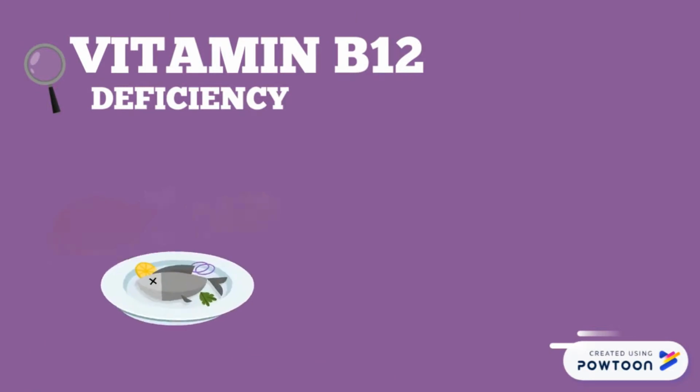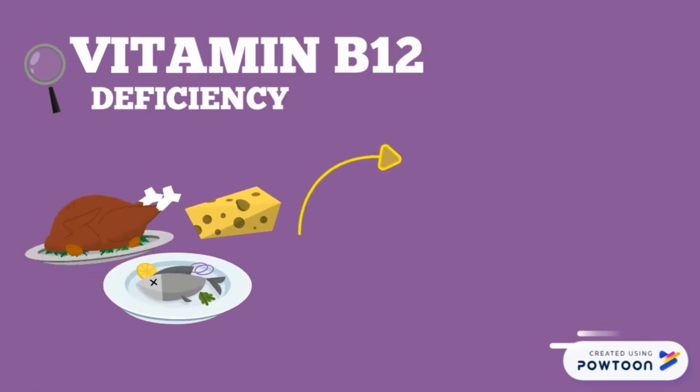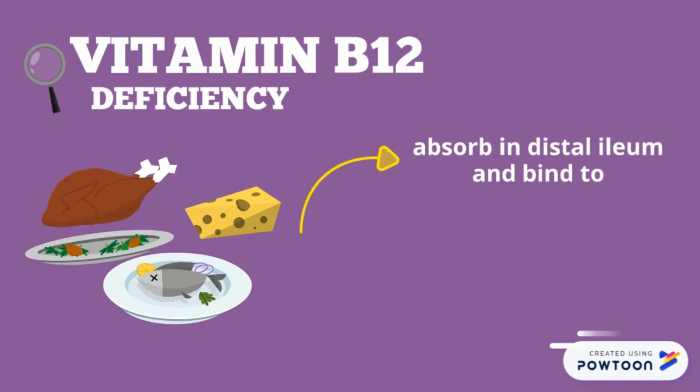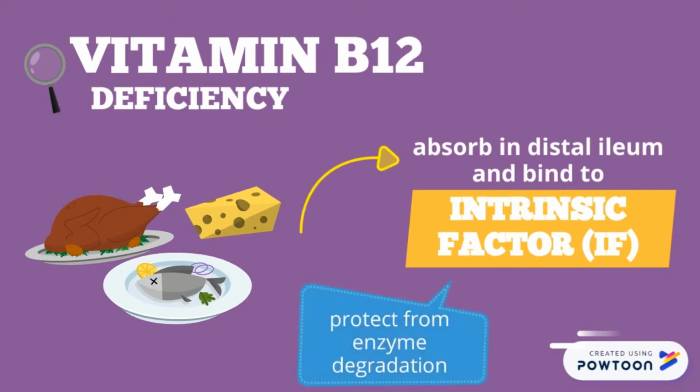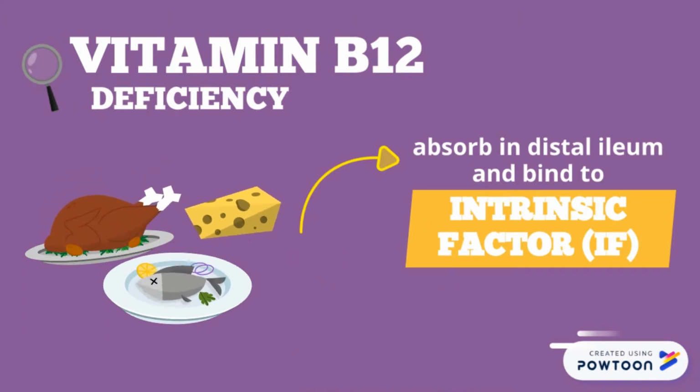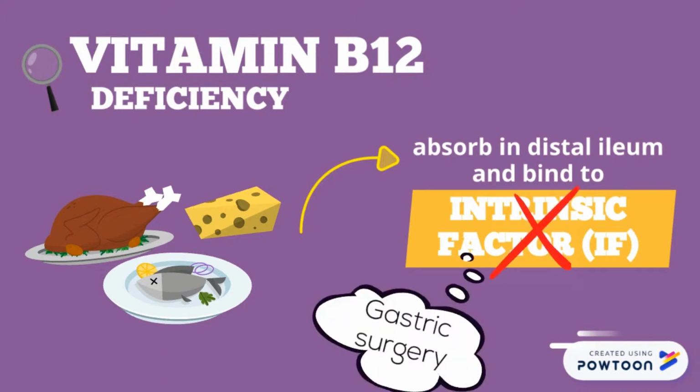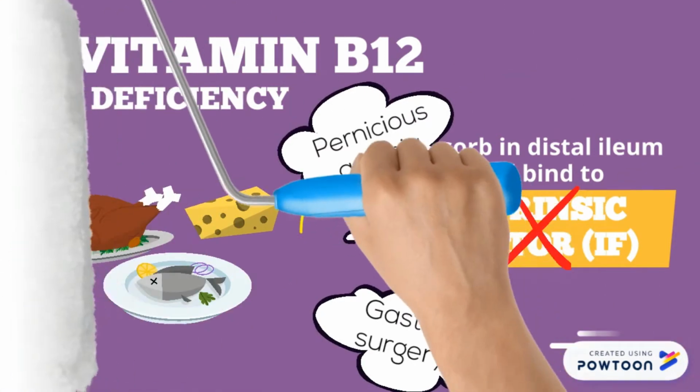Vitamin B12 can be found in a variety of foods. It will be absorbed in the distal ileum and bind to intrinsic factor. Intrinsic factor is produced by parietal cells in the stomach to protect vitamin B12 from degradation by intestinal enzymes. Then, the vitamin will be used during DNA synthesis. However, vitamin B12 can be deficient due to lack of dietary intake and also lack of intrinsic factor. The decrease in intrinsic factor may be caused by gastric surgery and pernicious anemia.